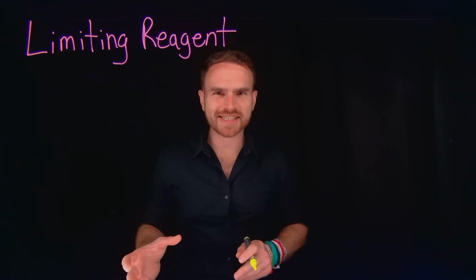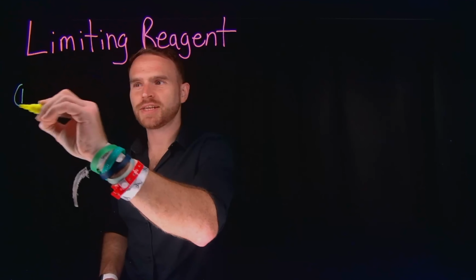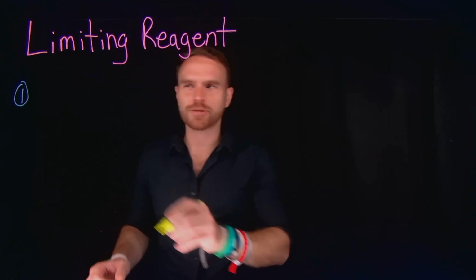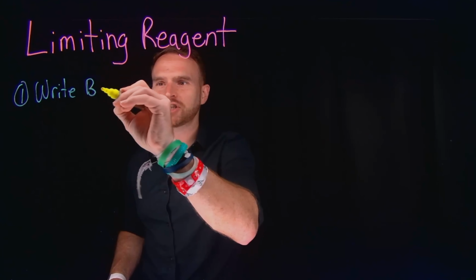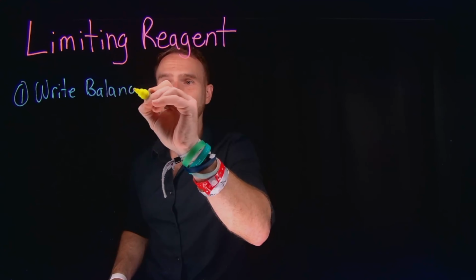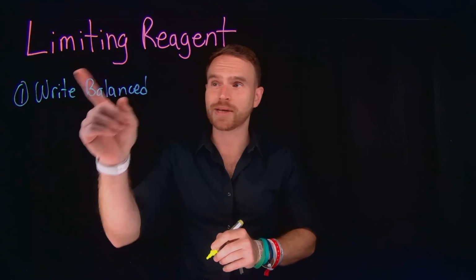Now let's talk about the steps that will make you successful in determining the limiting reagent. The first thing that you need to do, which is the same for all stoichiometry problems, is write out a balanced chemical equation. So make sure that your chemical equation is balanced, because those stoichiometric factors are going to be super important when determining the limiting reagent.